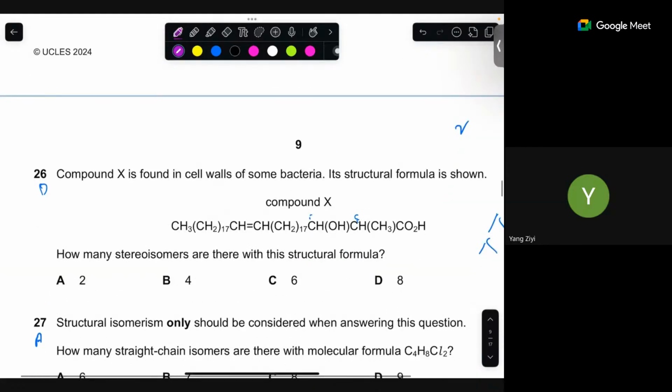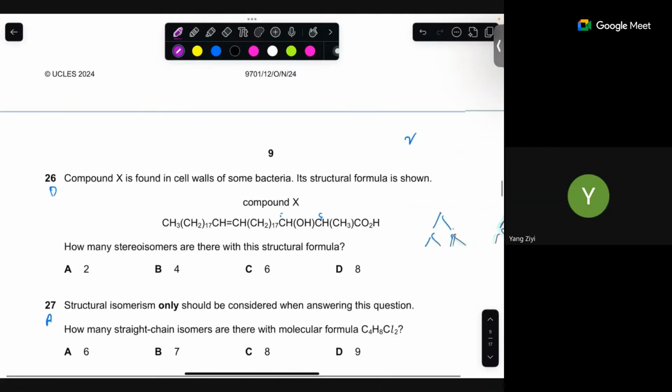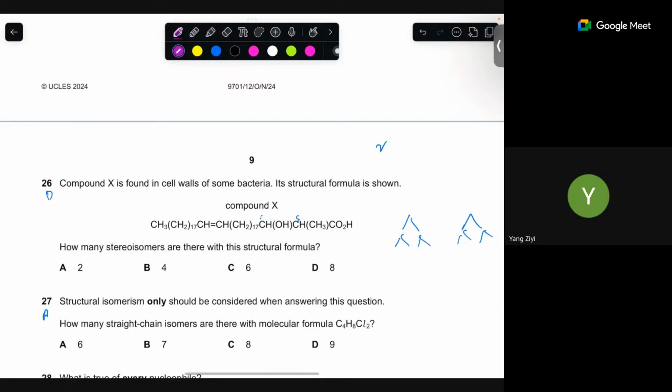Next. This one, no need to know some kind of formula to answer this. When they ask how many stereoisomers there are, first of all, you see there is a possibility to have cis and trans. Then after that, please look for optical isomerism, the chiral center. No chiral center here.